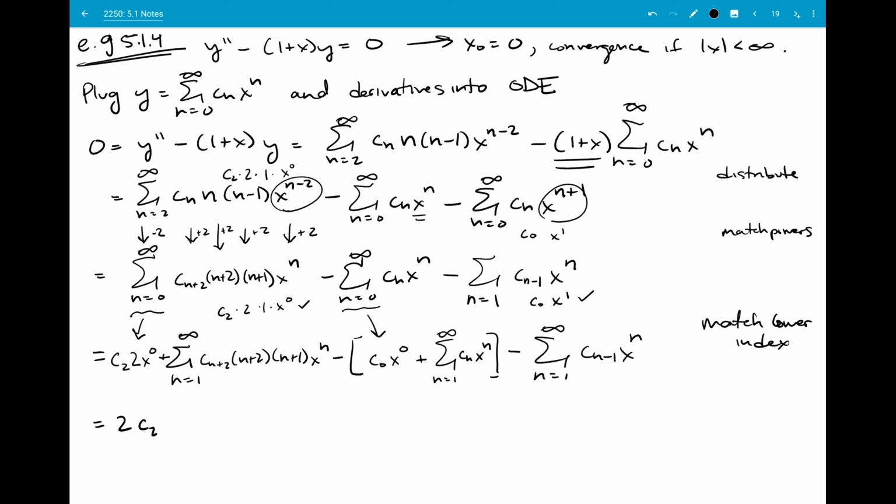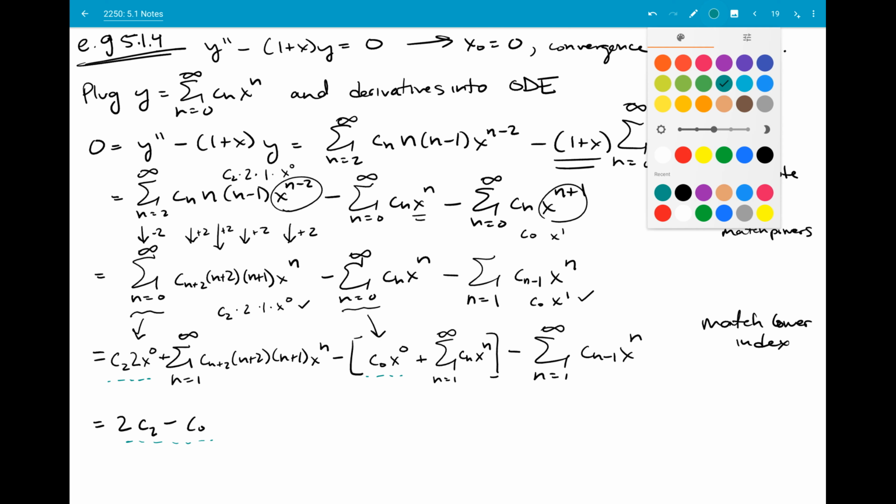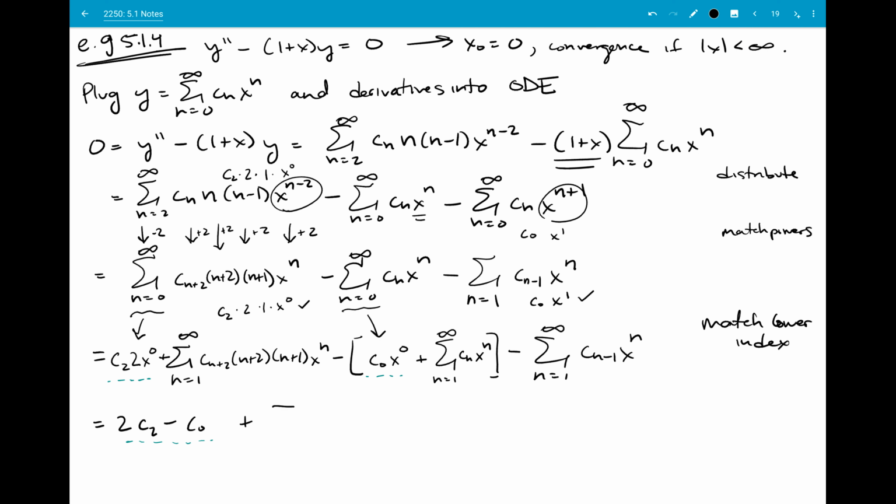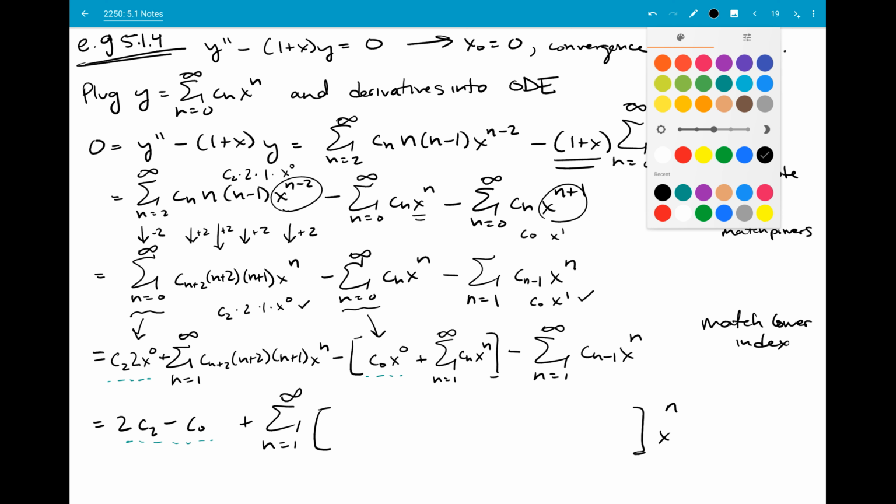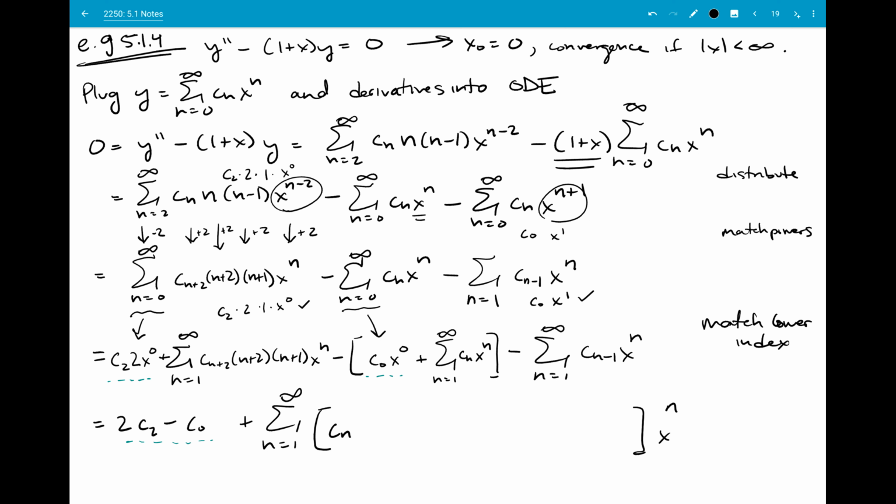So out front I've got 2c2 minus c0. Let me underline those some way so that you can see what's happening. And then inside the sum, I start from 1 and go to infinity, and everything multiplies by x to the n. Now I'll start by writing it out and then I'll underline so you can see how they're similar. c_{n+2} times (n+2) times (n+1) minus c_n minus c_{n-1}.